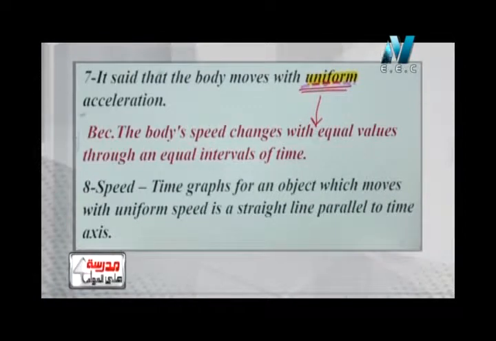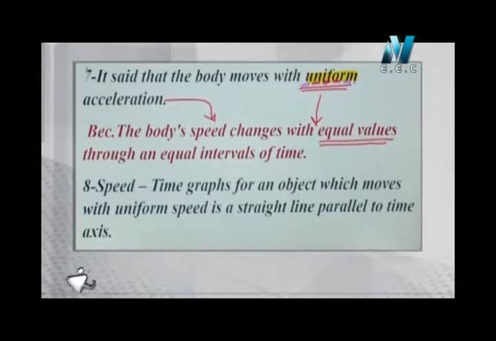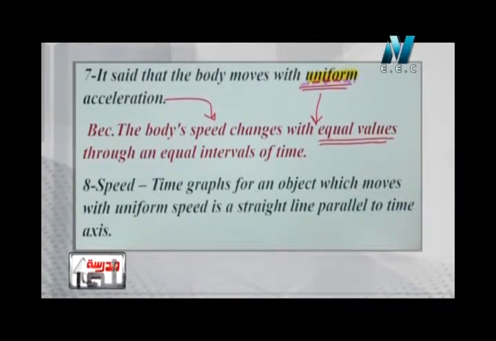So we have two parts here. Number one, we talk about acceleration. The body's speed changes, and at the same time equal values through equal intervals or periods of time. So we use the definition of uniform acceleration.